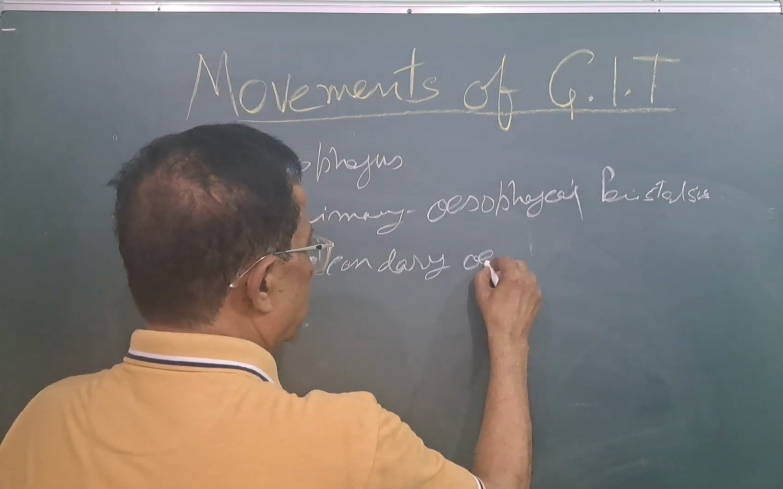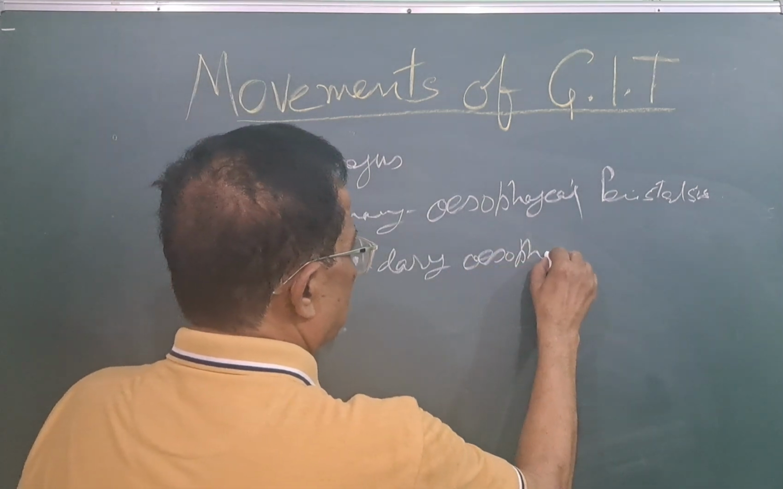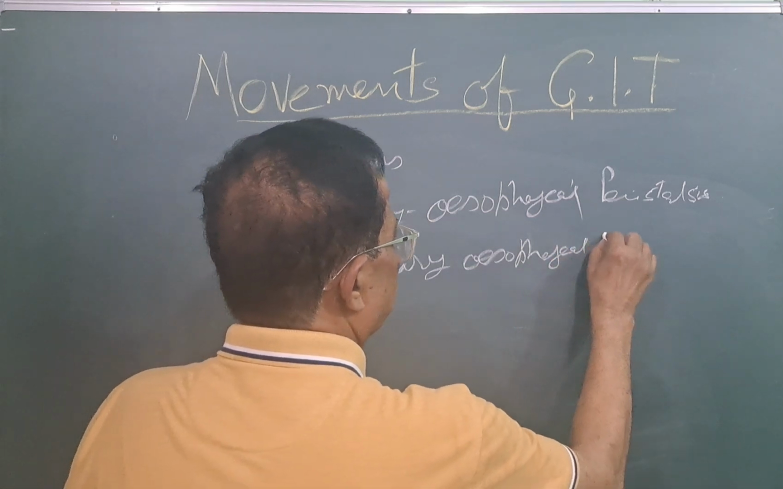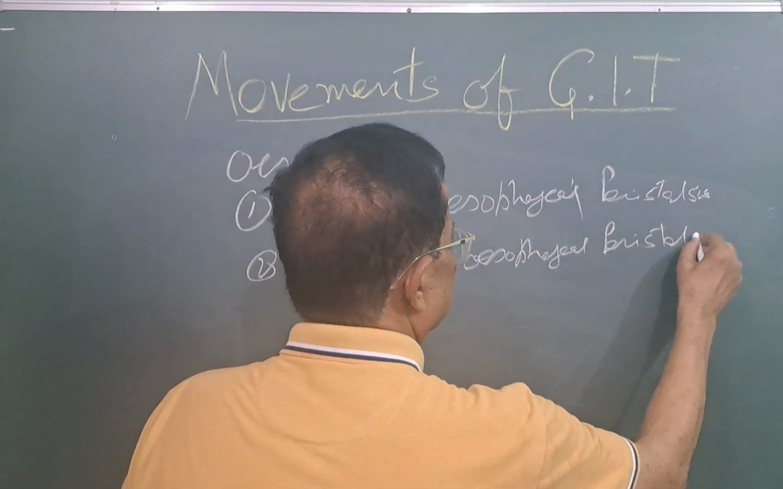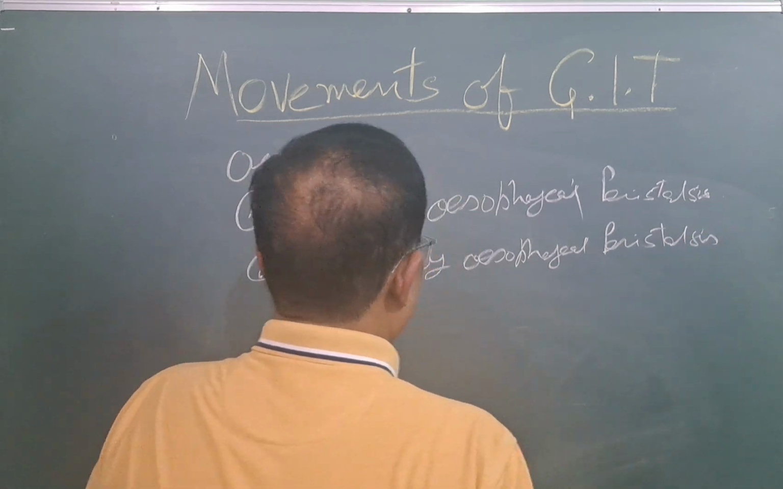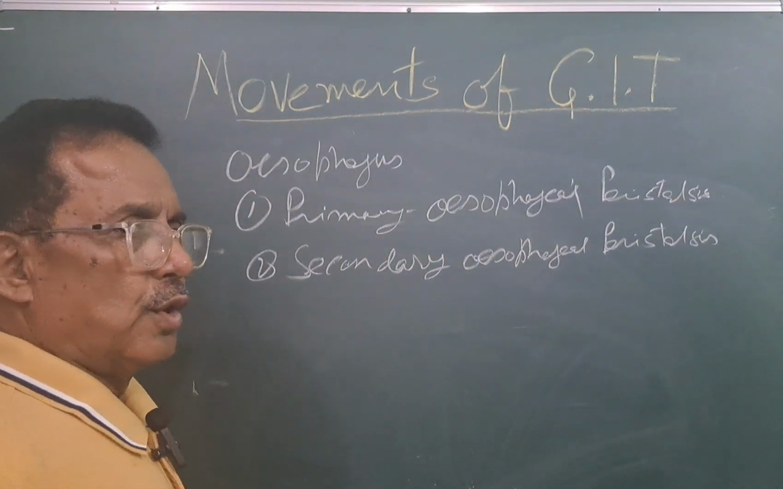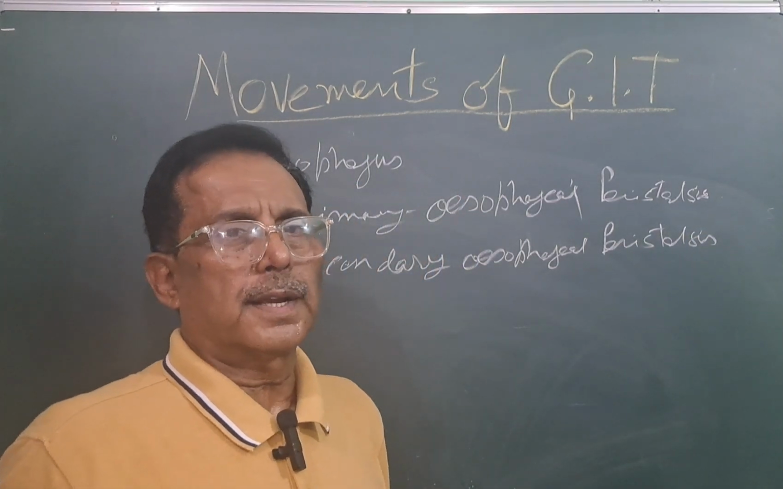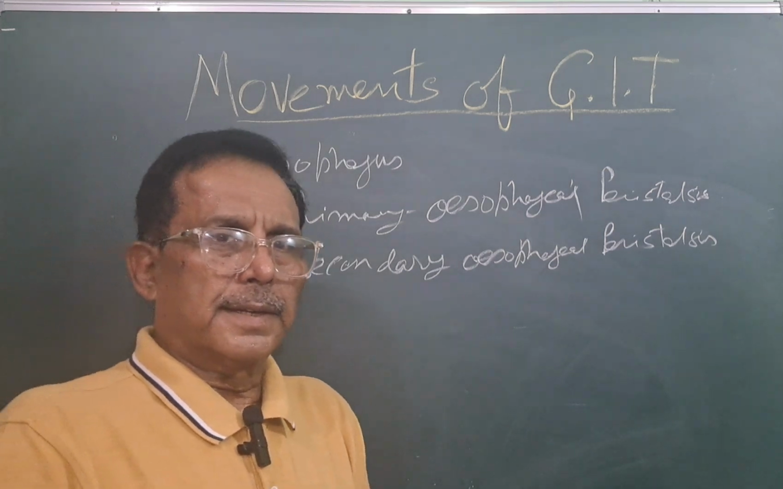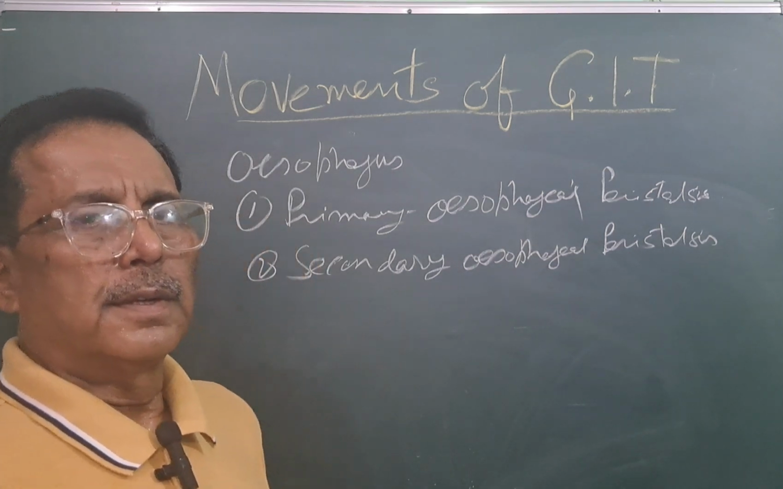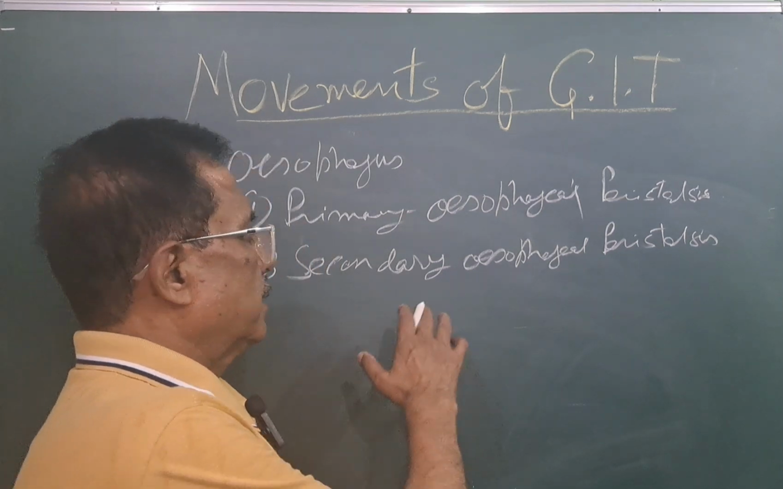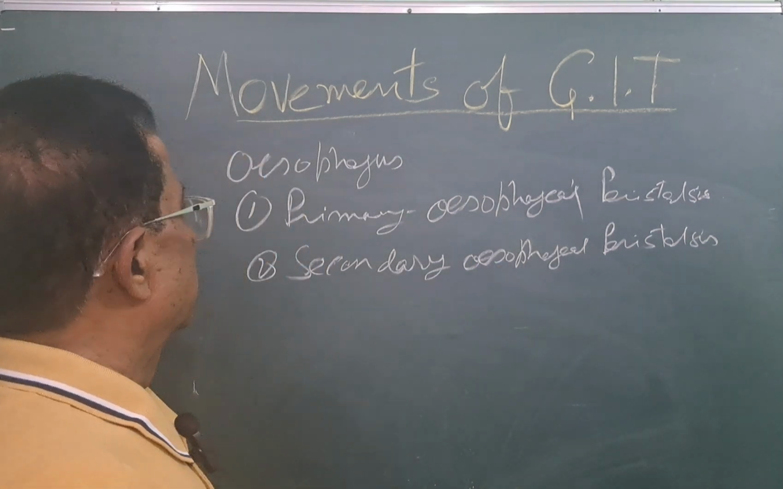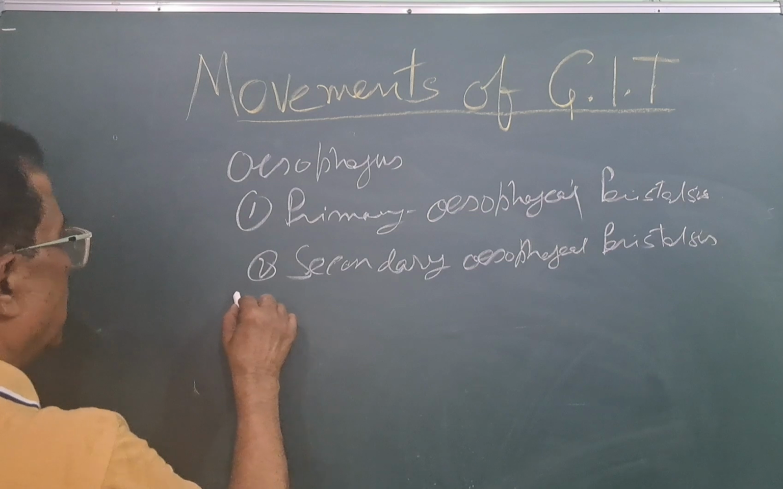Then secondary esophageal peristalsis is due to food entering into the esophagus, which causes dilatation of the esophagus and stimulates and initiates secondary esophageal peristalsis. Now coming to the stomach.